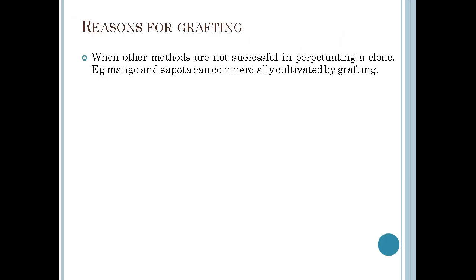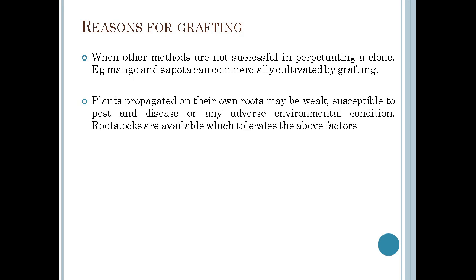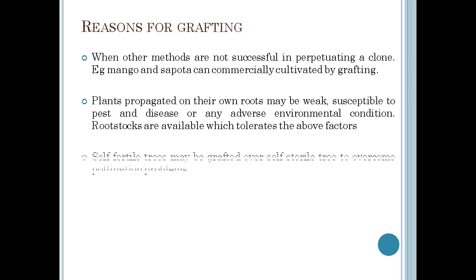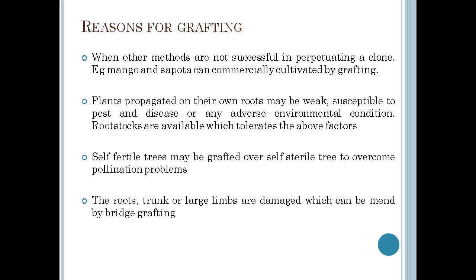Reasons for grafting. When other methods are not successful in perpetuating a clone, for example mango and sapota can be commercially cultivated by grafting. Plants propagated on their own roots may be weak, susceptible to pests and diseases or any adverse environmental condition. Rootstocks are available which tolerate the above factors. Self-fertile trees may be grafted over self-sterile trees to overcome pollination problems. When the roots, trunk or large limbs are damaged, this can be met by bridge grafting.